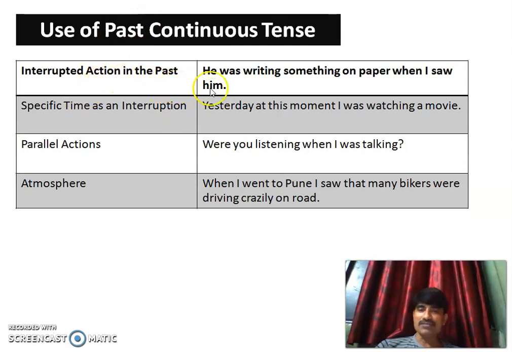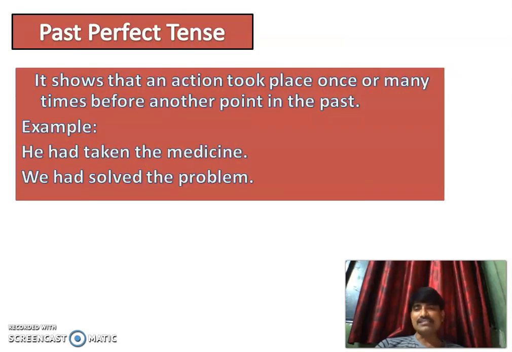Interrupted action in the past. I was writing something on a paper when I saw him. Specific time and as an interruption. Parallel actions, atmosphere. So these are the different situations wherein we can use past continuous tense. But as I said, please pay attention to the structure, like was and were and the ing form of the verb, and use it in your sentences.